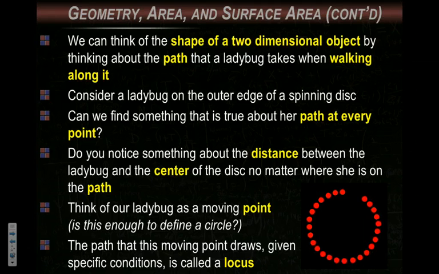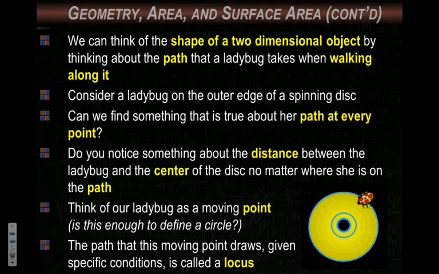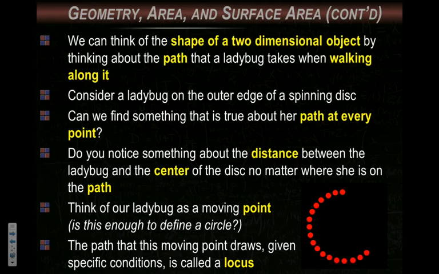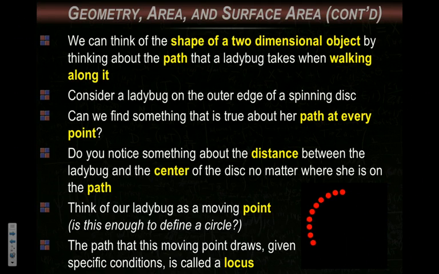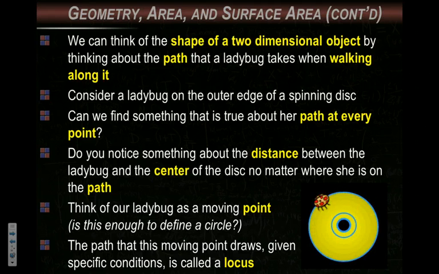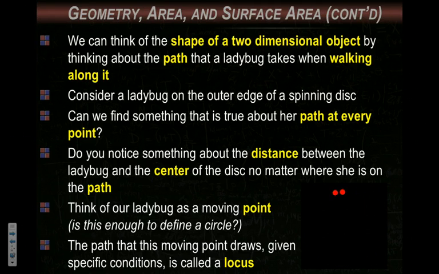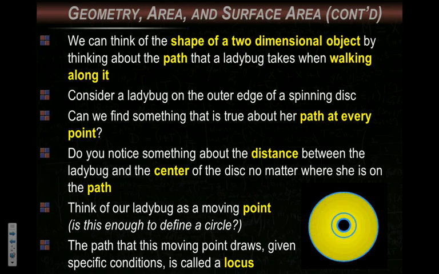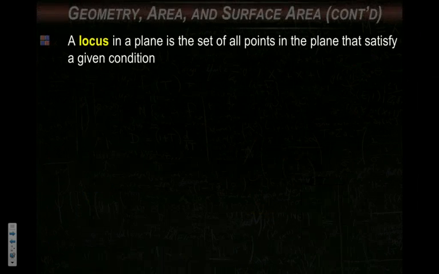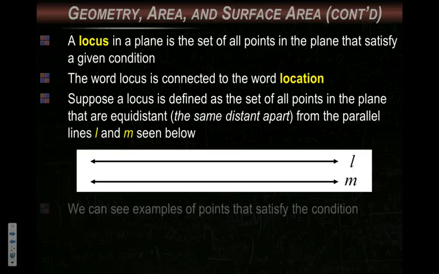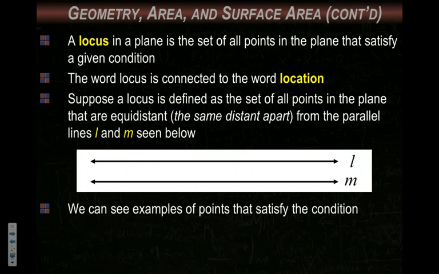I think it can. Every dot is the same distance to the center of the circle. So there are some things about the circle that are quantifiable. We can put numbers on them. This is a word that you don't have to know, but the path is called the locus of points. A locus is a set of points that satisfy a given condition. Locus, by the way, is related to the word location. That's where it comes from.